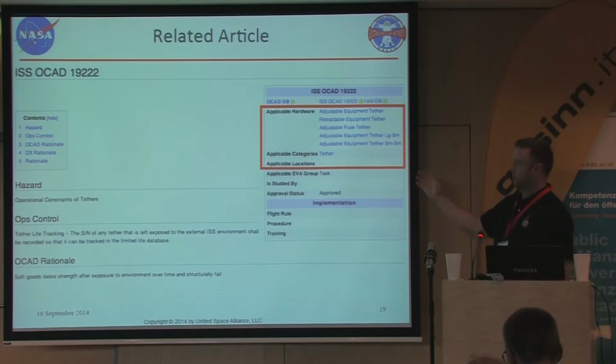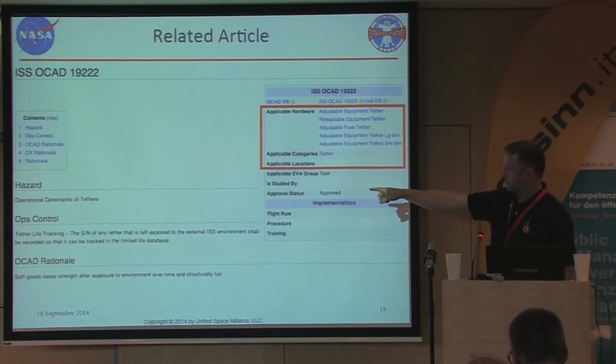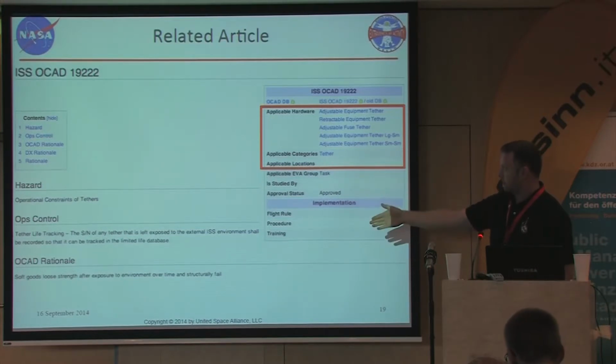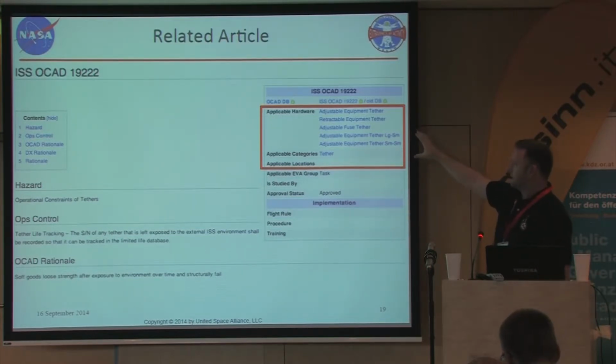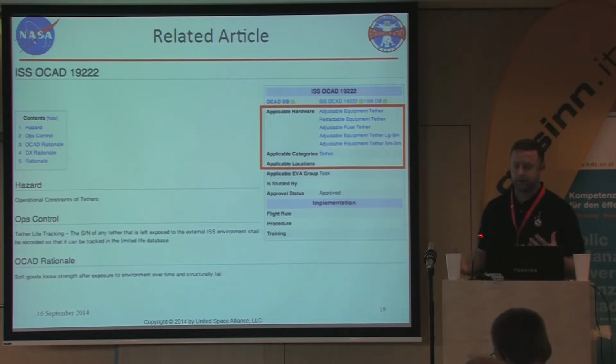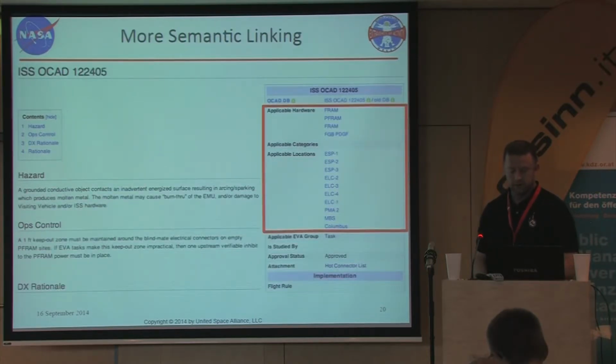So for example, here's a page about one particular rule. Over there, the hazard and ops control tells you about the rule, and then here we've tagged it. Here we actually specify applicable hardware, applicable categories, applicable location, but it's the same principle as related article. It's just a very broad, hey, what is this in relation to? Similarly, here's another example. Applicable hardware, applicable locations. This one applies to a whole bunch of places.